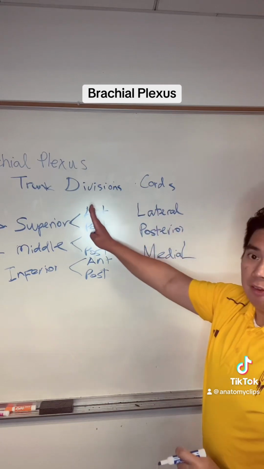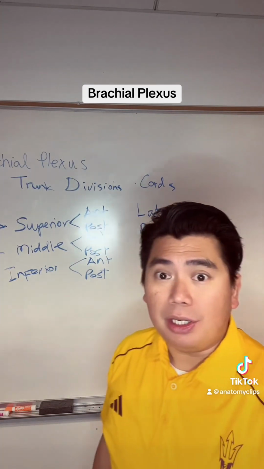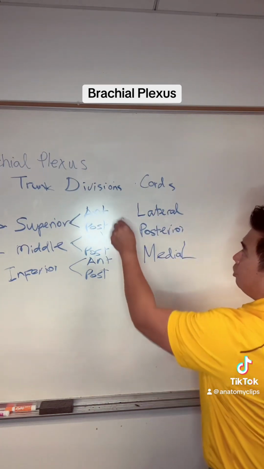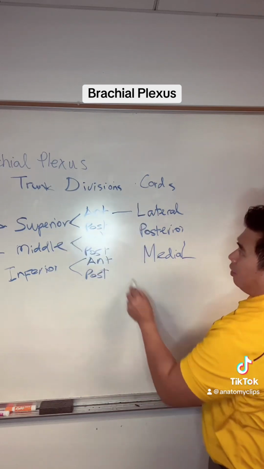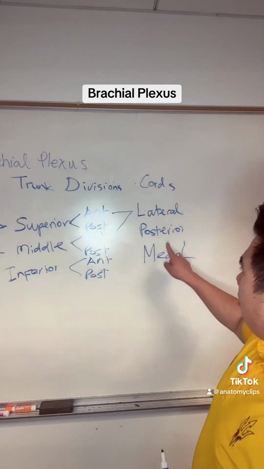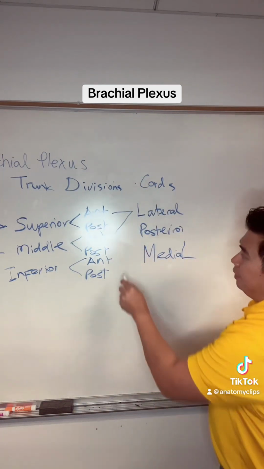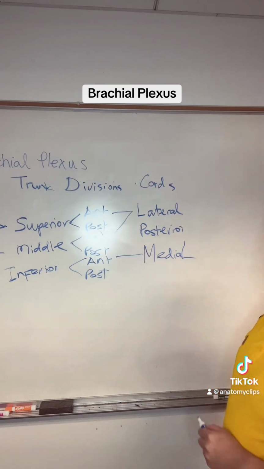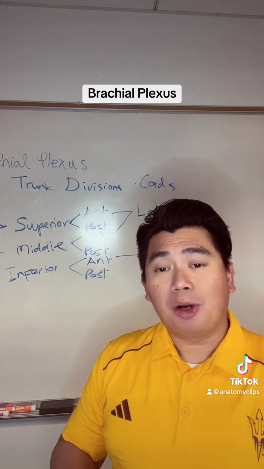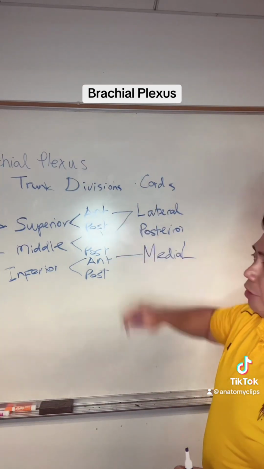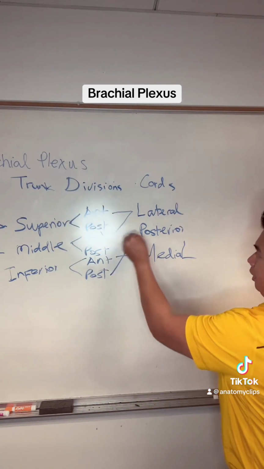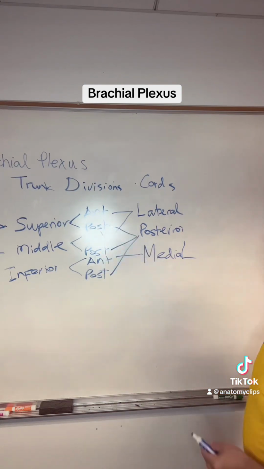So now, how do the divisions connect to the cords? The lateral cord is formed by the anterior division of the superior trunk and the anterior division of the middle trunk. All right? Then the medial cord is formed by the anterior division of the inferior trunk. The easiest one to remember is the posterior cord because it will be formed by all three posterior divisions of all of the three trunks that we have. So I'm going to put an arrow here, an arrow here, and an arrow there.